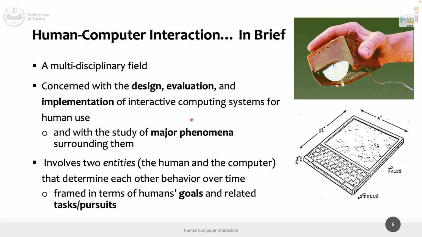And this determination of the behavior is framed in terms of humans' goal and humans' task and pursuit. What is a goal? Can you do an example of a human goal? Let's say in the university context, since we are here, with a computer system within.